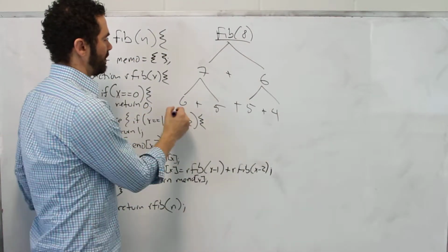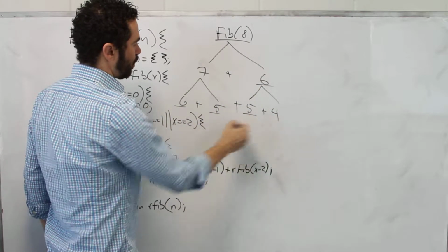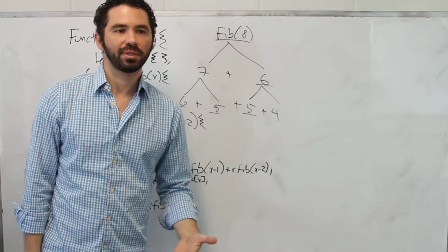If you'll notice, a lot of these numbers repeat. So 6 and 6 repeat, 5 and 5 repeat, and then of course 4. And then if I write 4 here, 4 and 4 will repeat. So there's a lot of number repetition.